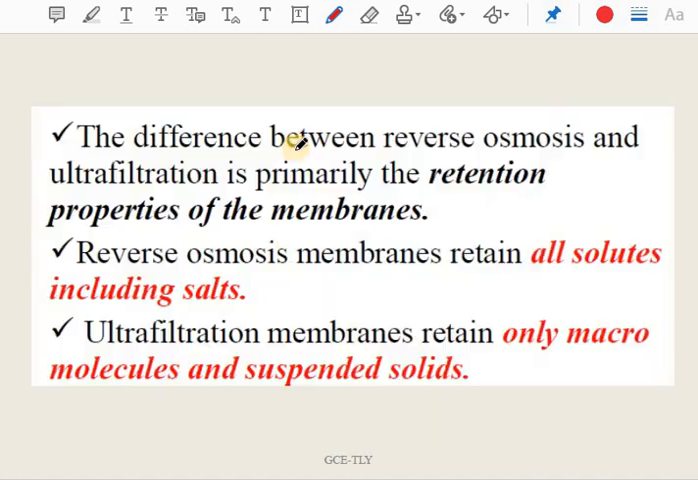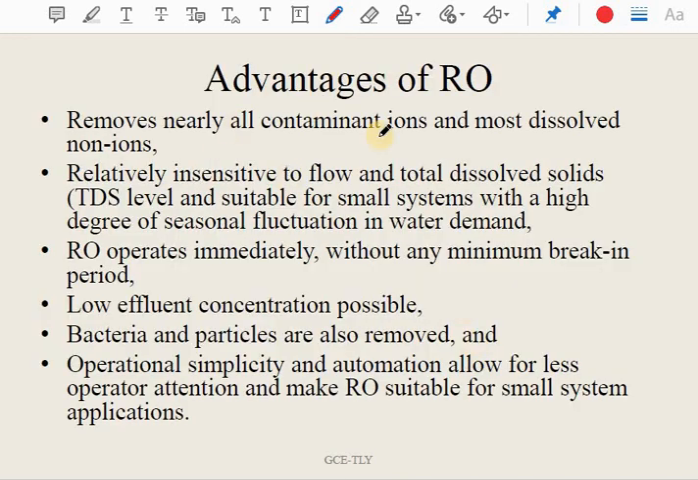The difference between RO and ultrafiltration membranes is the retention properties of the membrane. RO membranes retain all solutes including salts, while ultrafiltration membranes retain only macromolecules and suspended solids. The advantages of RO include that it removes all contaminants, and it is relatively insensitive to the flow and total dissolved solids level.